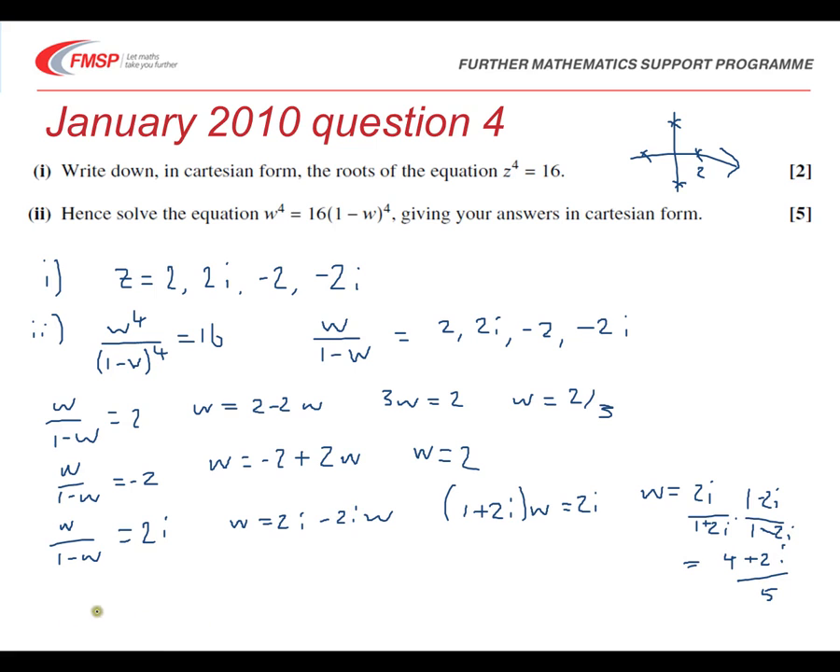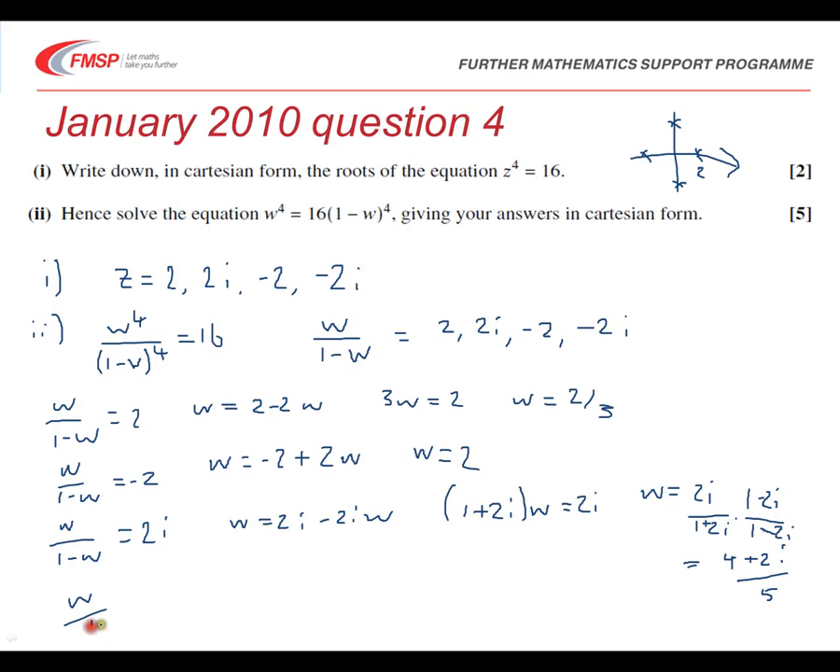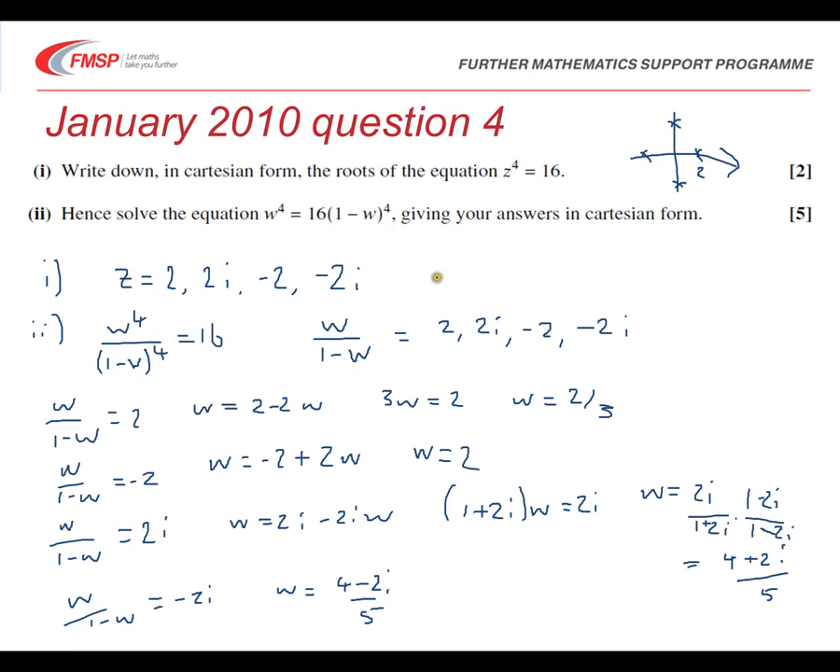If I follow a similar process for w over 1 minus w is negative 2i, I'll essentially get w is the complex conjugate of that, 4 minus 2i over 5. So in terms of the marking here, there's 2 marks for stating all of these correctly without any mistakes, dropping 1 if you make a mistake.